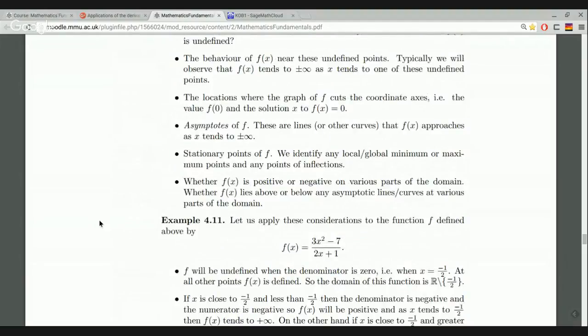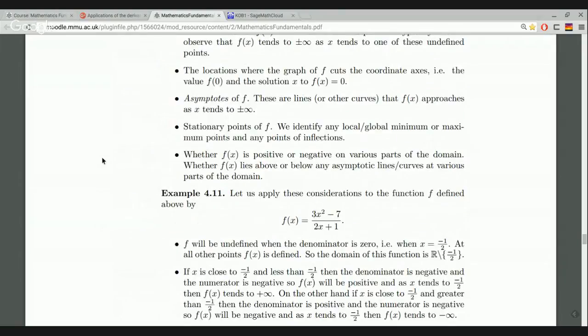Asymptotes of the function. Asymptotes are lines or other curves which the function we're looking at approaches in a limiting sense. So when we're looking at this function f, as x gets very, very large towards plus infinity or towards minus infinity, it may be that there's some kind of limiting behavior of the function, some kind of limiting curve that the curve of f is going to approach. Those are called asymptotes.